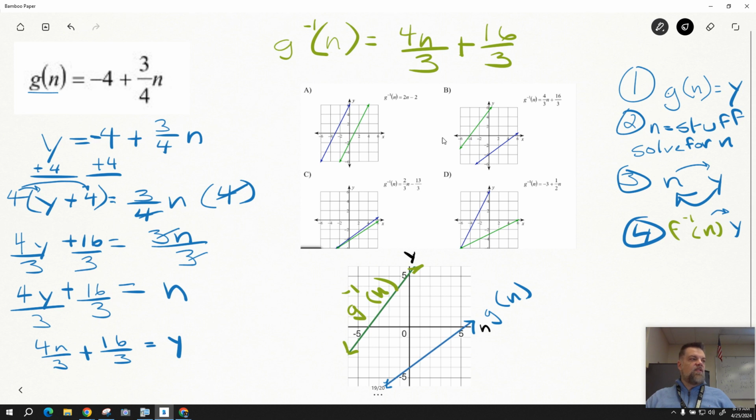Ironically though, on the graph here, notice that it has x and y. I always like to find the little errors that the publishers come up with.